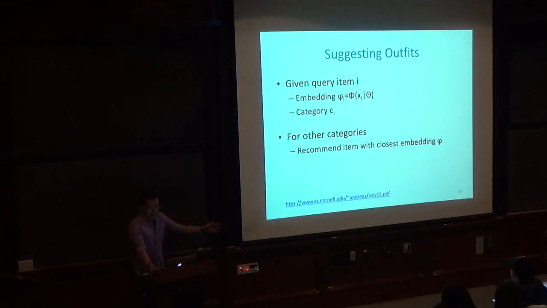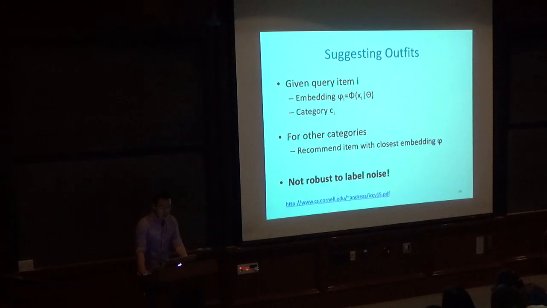So this is the basic idea. We're going to take an embedding of the query image and a given category and recommend items from other categories with embeddings closest to the query embedding. Seems pretty straightforward. The problem with this approach is it's not robust to label noise. So this whole approach is reliant, at least as currently formulated, on the category labels being quote unquote good.